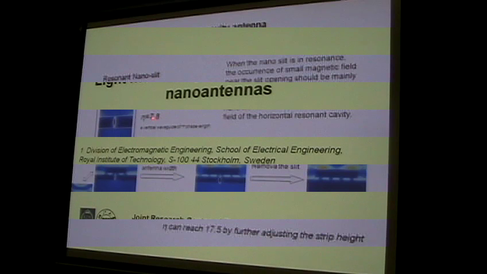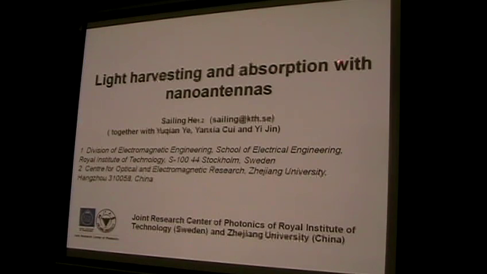Talk about the light harvesting and absorption with the nano antenna and maybe some other nano structure as well. And the work is done together with Ye Chen, Ye Xiaochui and Jingyi. These are two PhD students sitting in the audience.